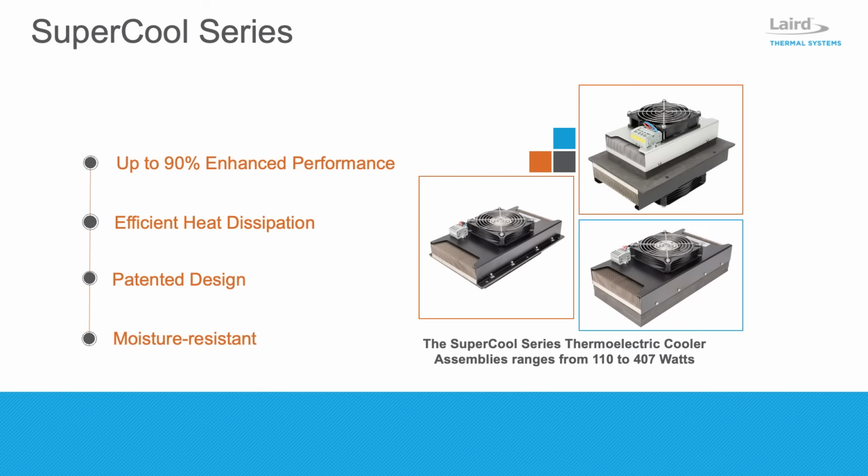The Supercool series of thermoelectric cooler assemblies enhance cooling performance by up to 90% compared to competing heat exchanger technologies. Available in liquid-to-air, direct-to-air, or air-to-air versions, the Supercool series offers heat pumping capacities from 110 up to 407 watts. The patented design features moisture-resistant insulation that prevents condensation from penetrating the chamber cavity, and high-performance heat exchangers, thereby efficiently dissipating the heat into the air. The assembly can be easily mounted onto vertical walls using fastening machine screw hardware.